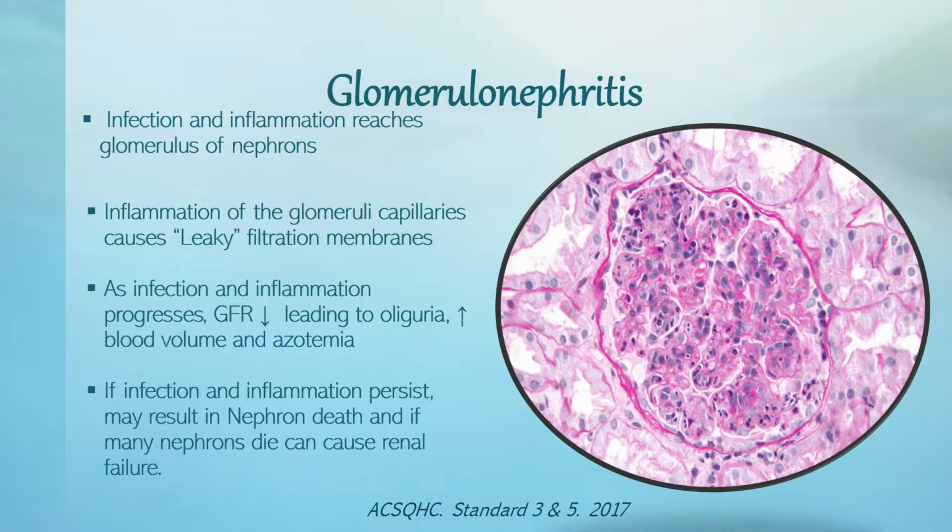However, if the inflammatory process intensifies or persists, the glomerulus may die. Consequently, the rest of the nephron dies as the blood supply to the rest of the nephron is interrupted. If this is a cumulative effect and large portions of nephrons die, the result will be renal failure.